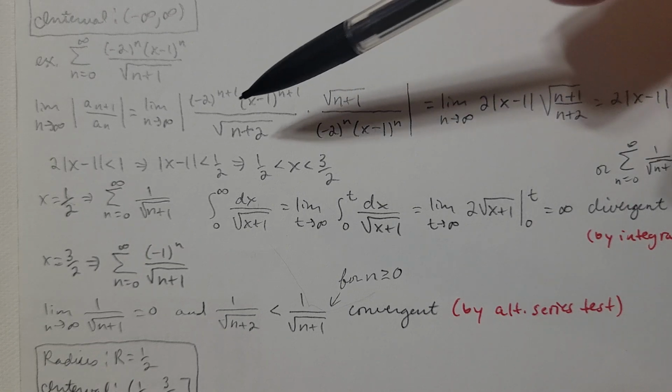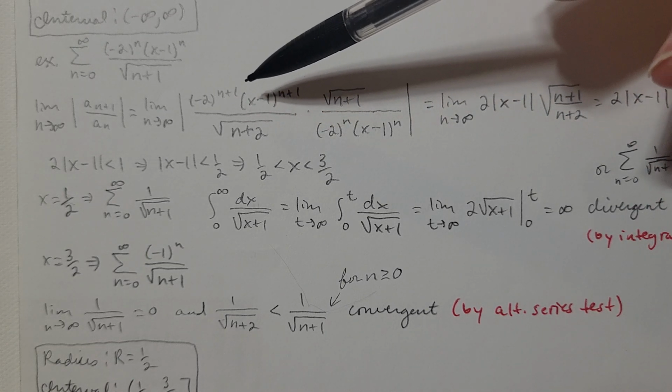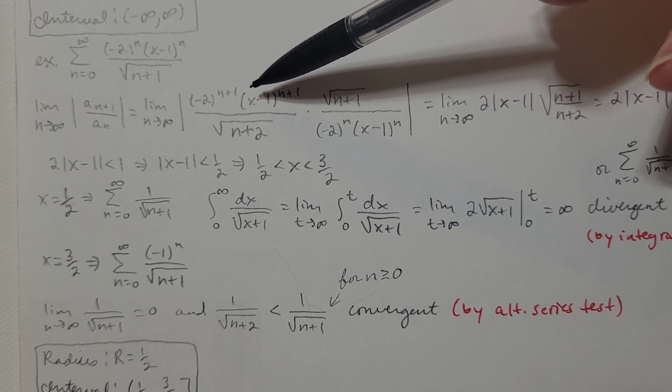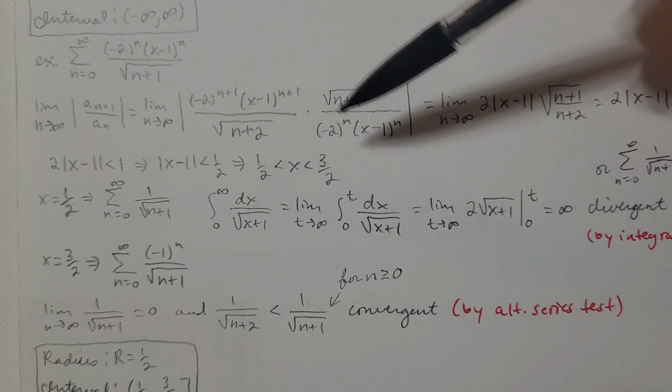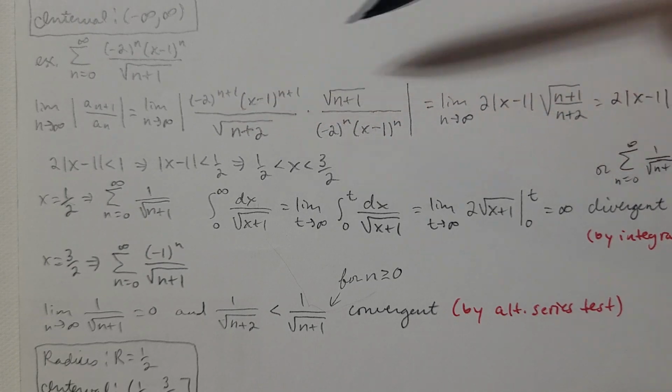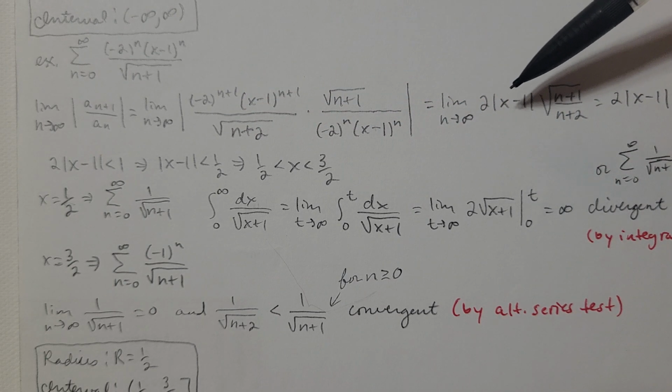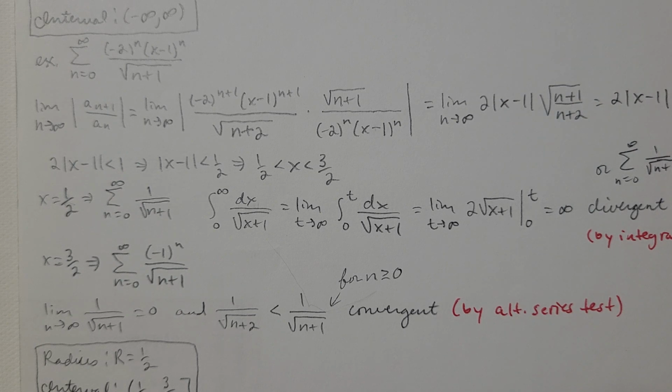Okay, negative 2 to the n plus 1, that's the same as negative 2 to the n times negative 2. I got a negative 2 to the n up there and a negative 2 to the n down there. Those are gone. And so I got negative 2. The absolute value of negative 2 is 2.